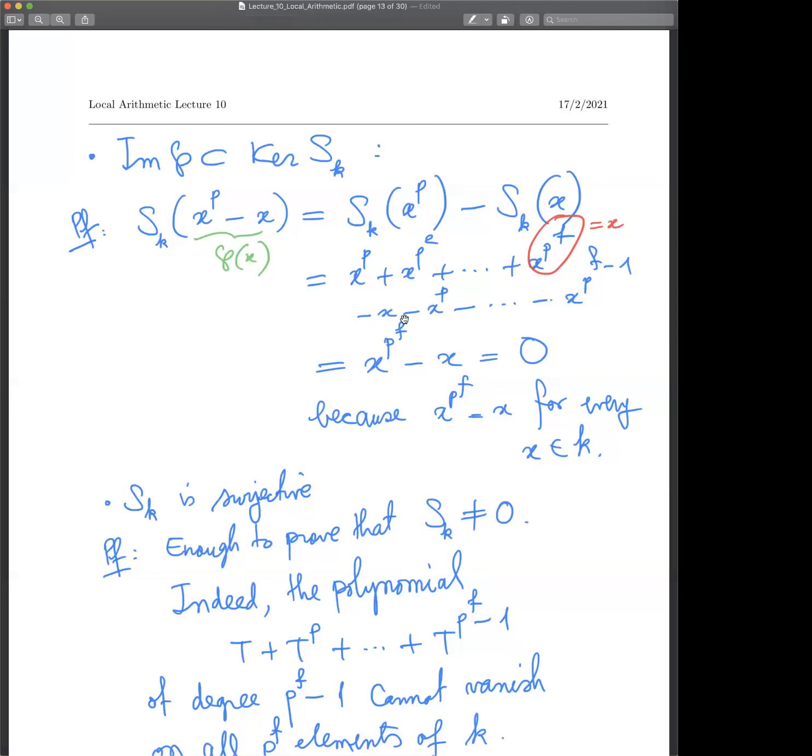So I'll get x to the power p to the f minus x. But x to the power p to the f is equal to x for every x in k, because k has p to the f elements. So I get 0 here, right? So I've proved this inclusion.